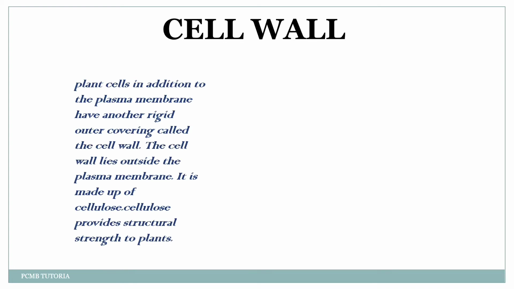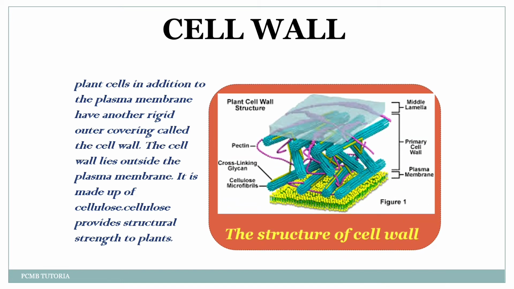Number 2 is the cell wall. Plant cells, in addition to the plasma membrane, have another rigid outer covering called the cell wall. The cell wall lies outside the plasma membrane. It is made up of cellulose. Cellulose provides structural strength to the plants.